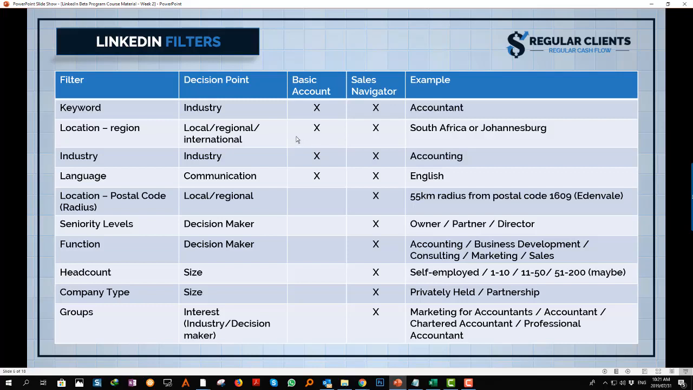So that is how we use it, and especially for us accountants, the majority of you on the webinar today are not going to be exclusively in the cloud, but you still need that face-to-face consultation, and you need to be close to your clients. This is important, and maybe even more so the radius or the postal code. So if you have a look at my example over here, I could say something like a 55-kilometer radius from my postal code in Edenvale, which is 1609. So what LinkedIn is going to do is give me its best effort, its best guess in terms of the information that it knows about the accountants that are close to my office, and you would do the same.